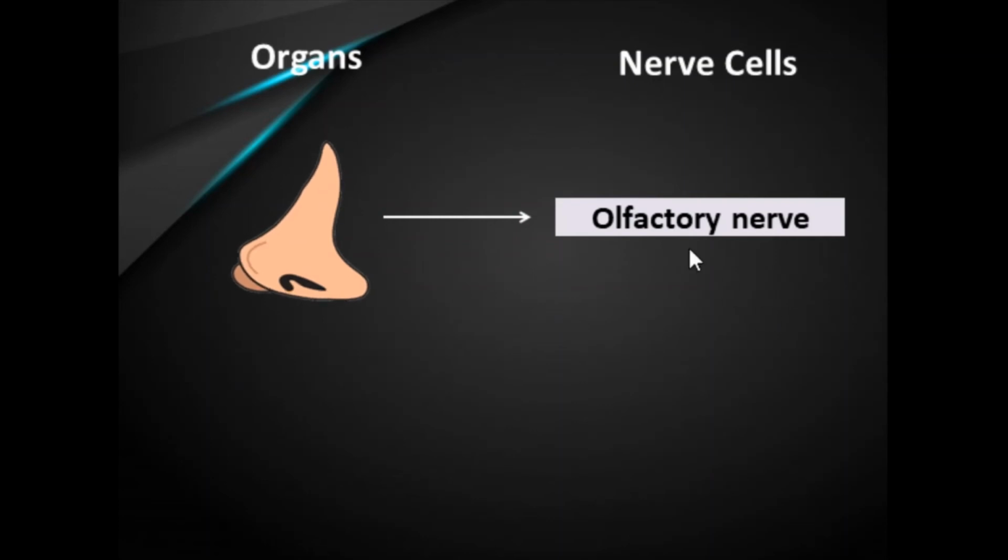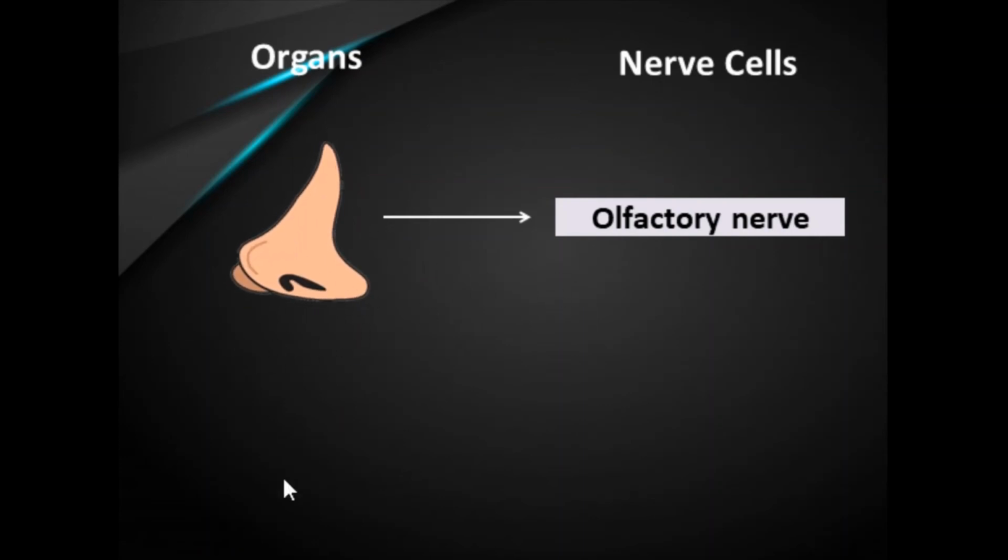Again, olfactory nerve. The olfactory nerve gets and sends the impulse to the brain. That's why we know what smell our nose got.